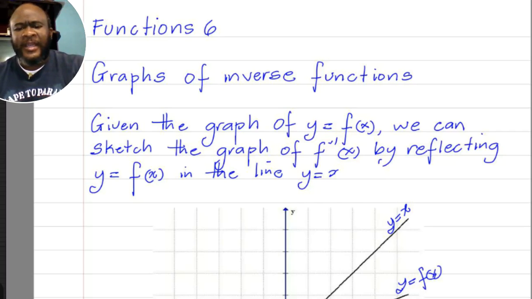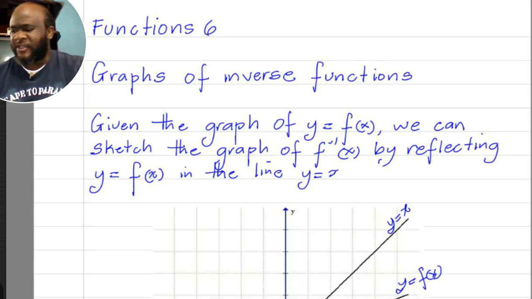Two, the line y is equal to x is a straight line that passes through all points on the graph where x and y have the same value.